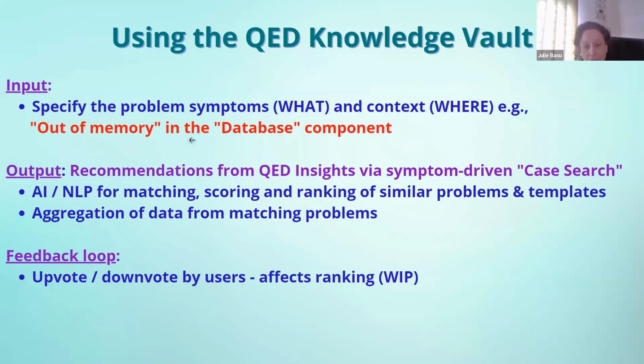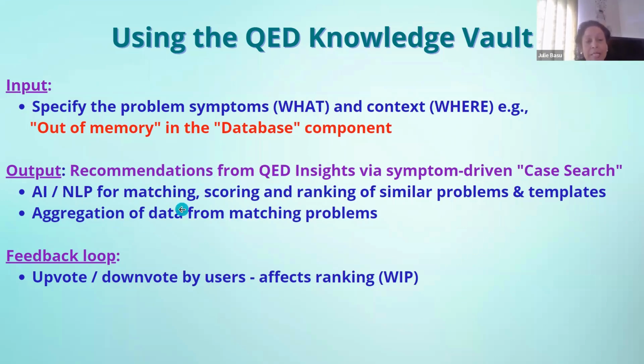We are not a keyword search. What the knowledge vault supports is recommendations through symptom-driven case search. The knowledge vault consists of the problem cases that have been resolved or templates that address potential cases. Now you can derive recommendations from your data and from your templates, but the searches are completely driven by symptoms. You can do a keyword search, but it is not as accurate, because if I say out of memory in the database, that is very different than saying out of memory in the application or in the web layer. Very different. So if you specify the clue and the component where it happened, then the engine runs and tells you the insights.